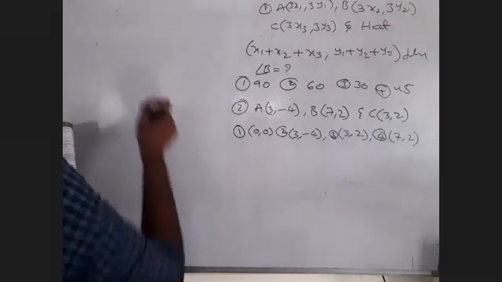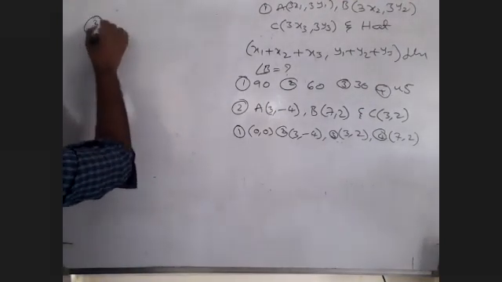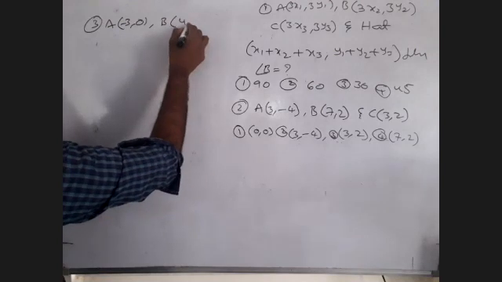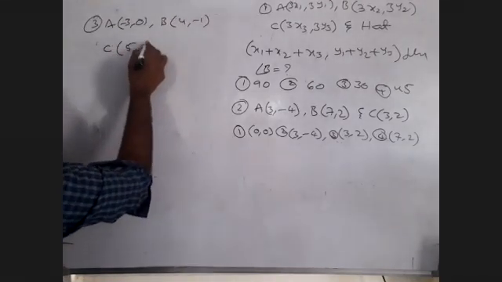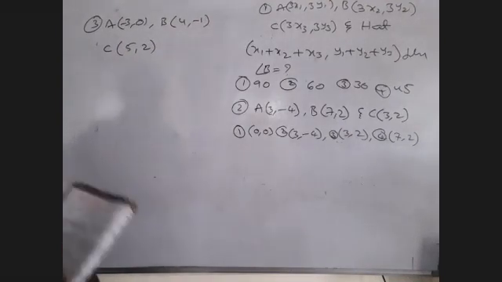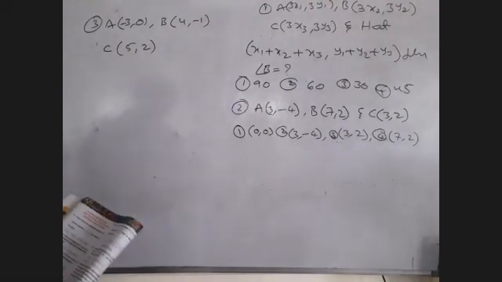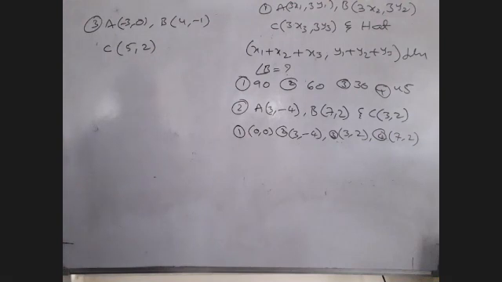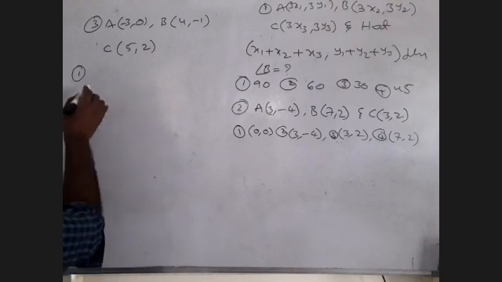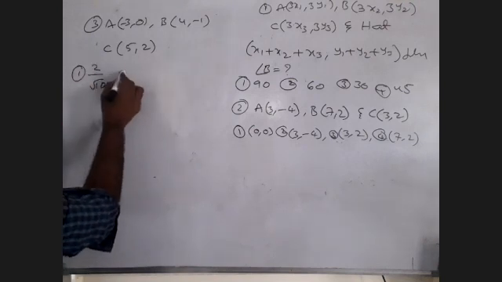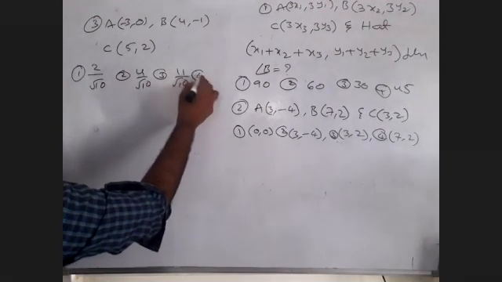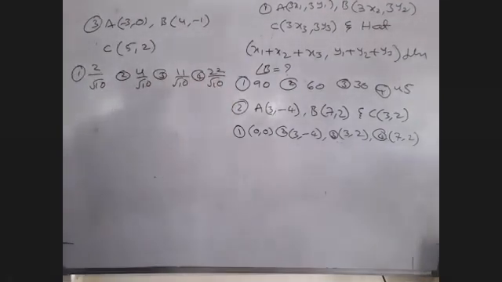Next question. If A is minus 3 comma 0, B is 4 comma minus 1, and C is 5 comma 2, the vertices of a triangle, then the length of the altitude through A is: 2 by root 10, 4 by root 10, 11 by root 10, 22 by root 10. These are the options.